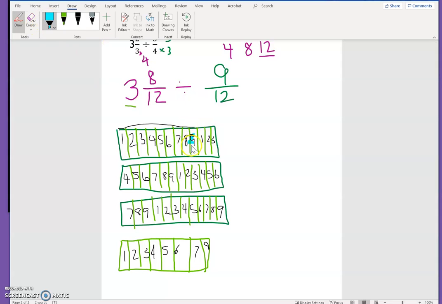This is the first group, the first time I got to 9, the second group, the third group, the fourth. So I made 4 full groups, and then down here at the bottom, those last 8, I wasn't able to make a full group. I only had 8 out of the 9 that I needed.